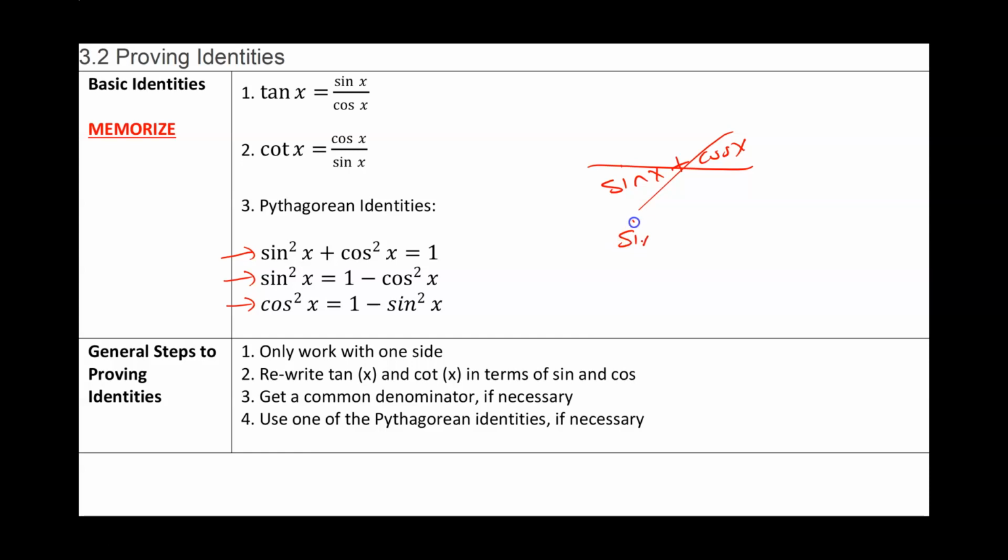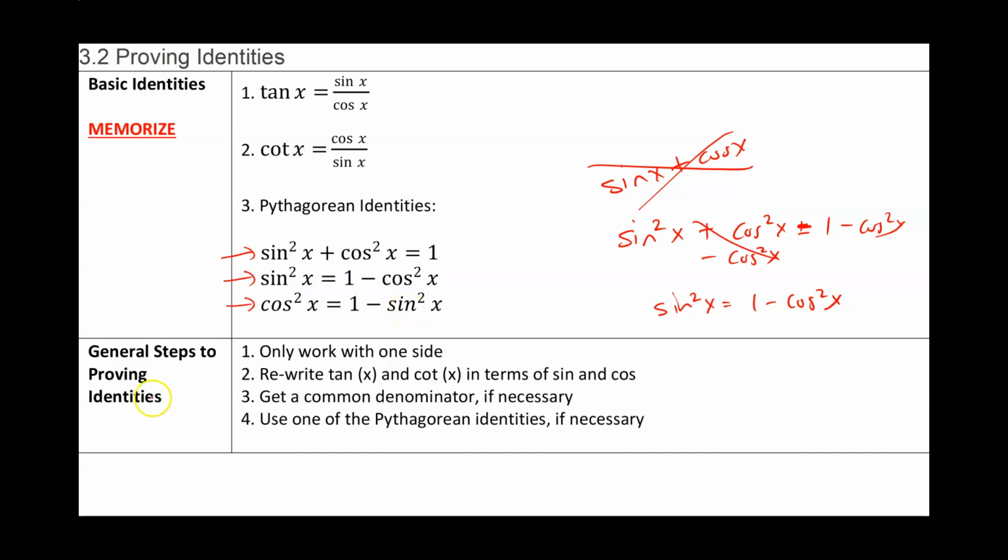Now, if you manipulate this a little bit, you take sine squared x plus cos squared x equals 1, and you subtract cosine squared of x from each side, then we're going to get sine squared of x equals 1 minus cos squared x, which is how we get the second identity. And then similarly, cos squared x equals 1 minus sine squared x.